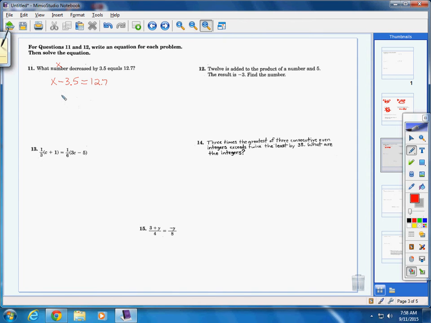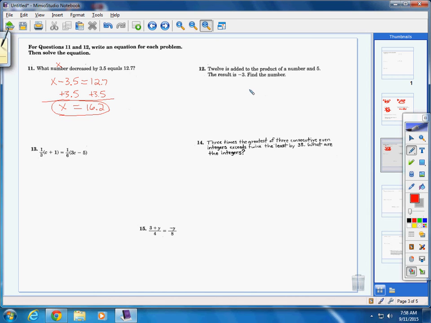Step 2 is solve. Well, you guys know, add 3.5 to both sides. And this one's not so bad. So x equals 15.7, 16.2. You can check that by plugging it back into your original equation or looking at this and saying, does 16.2 minus 3.5 actually equal 12.7? The answer, of course, is yes.